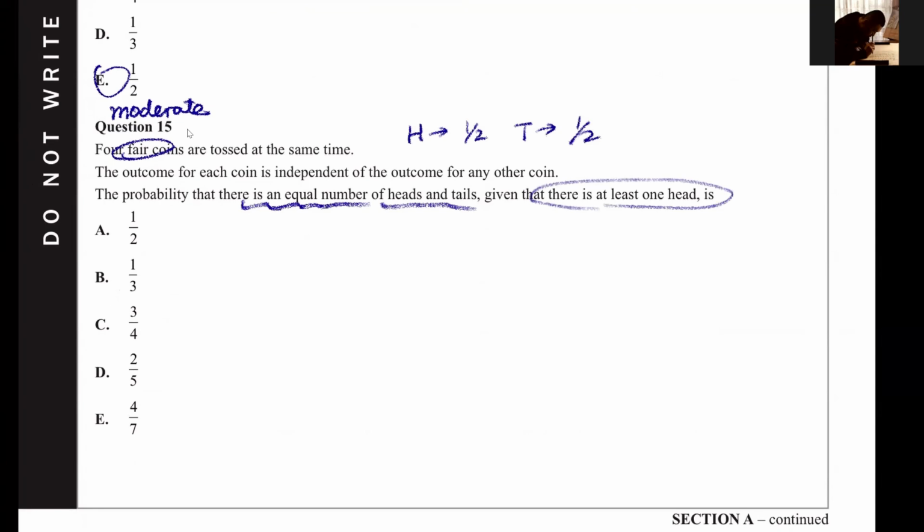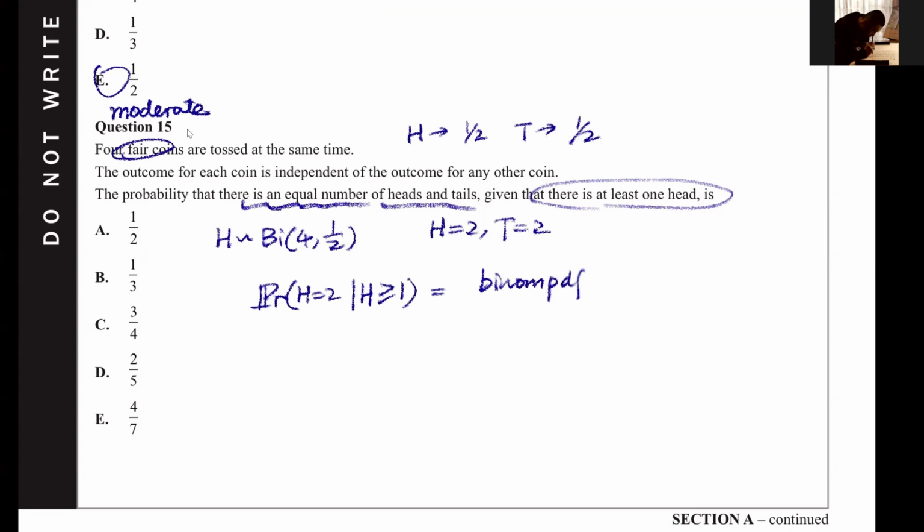So let's say H, the number of heads, is binomial with 4 coins, probability half. If there is at least one head, and there are equal numbers of heads and tails, then H equals 2, so T must equal 2. So H equals 2.